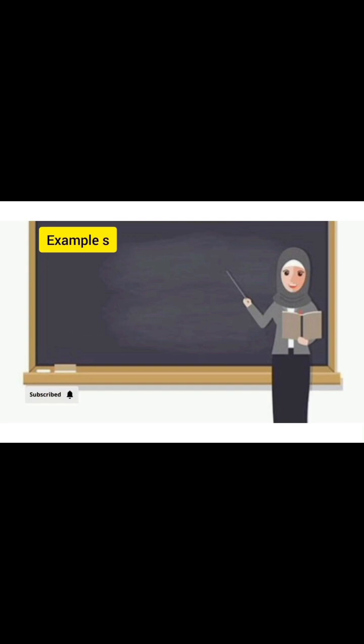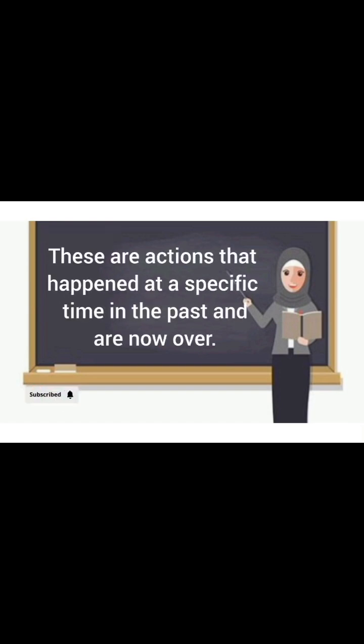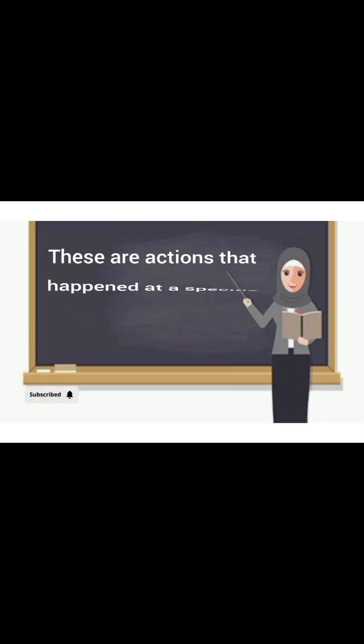Examples. I walked to the store. She watched a movie. These are actions that happened at a specific time in the past and are now over.